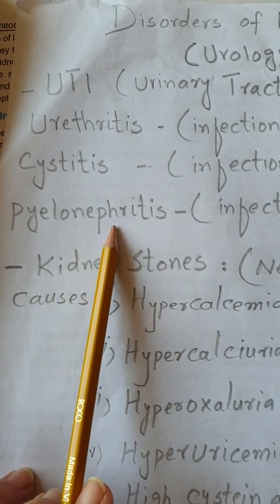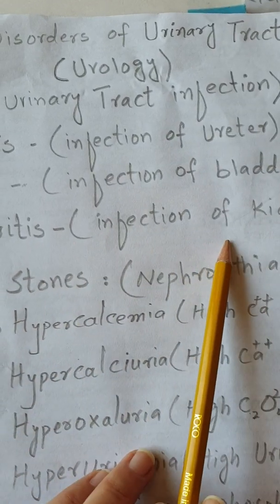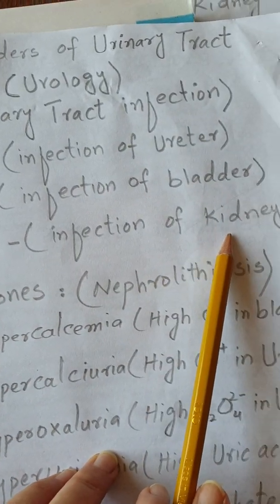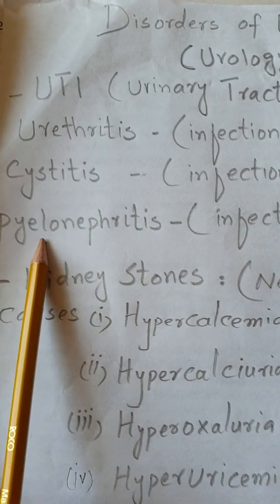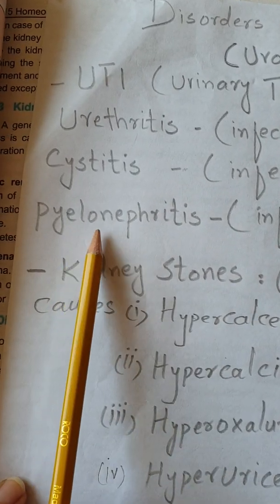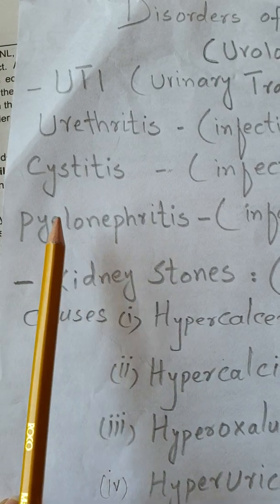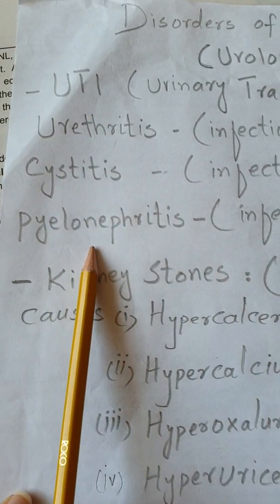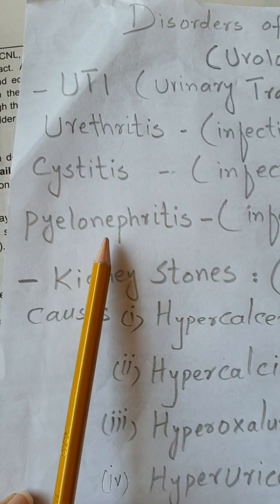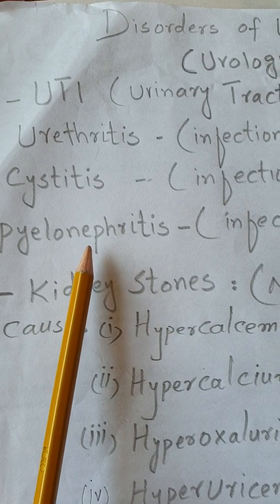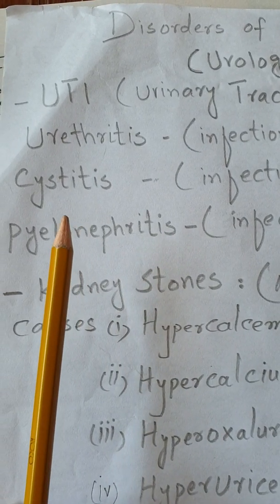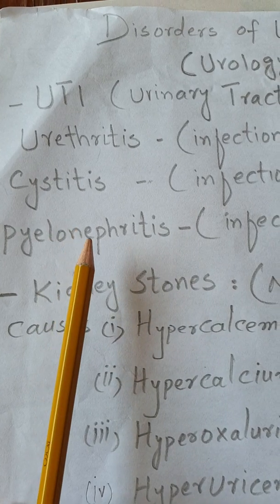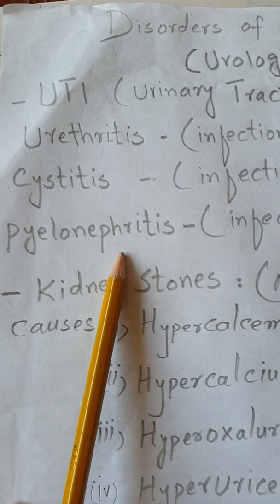Pyelonephritis is the infection of the kidney. If the kidney is affected by bacteria, then the disorder will be pyelonephritis. So all these are the three types of the urinary tract infection which is caused by bacteria. The bacteria enter the different parts of the urinary tract and infect it.